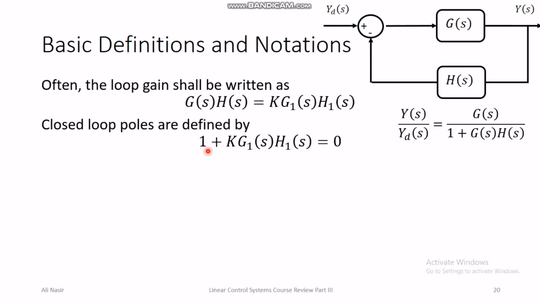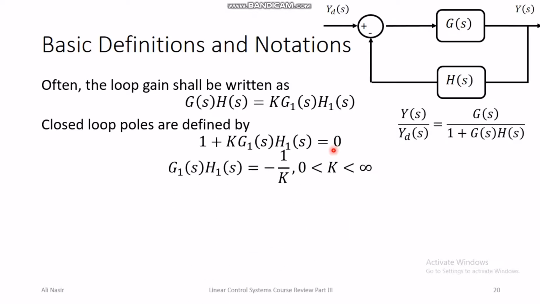But anyway, closed loop poles are defined by 1 plus k into G1(s) H1(s), which is the denominator of the closed loop transfer function. Here you can see that if you write G(s) H(s) as k times G1(s) H1(s), then 1 plus k times G1(s) H1(s) is the denominator of the closed loop transfer function, and the roots of the denominator of the closed loop transfer function are basically the closed loop poles.